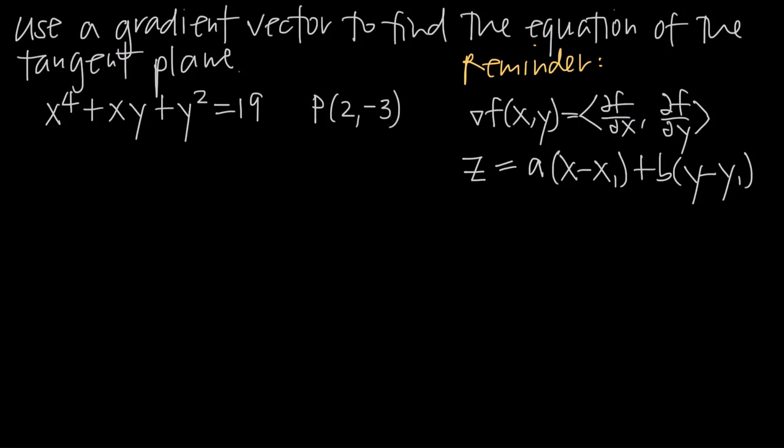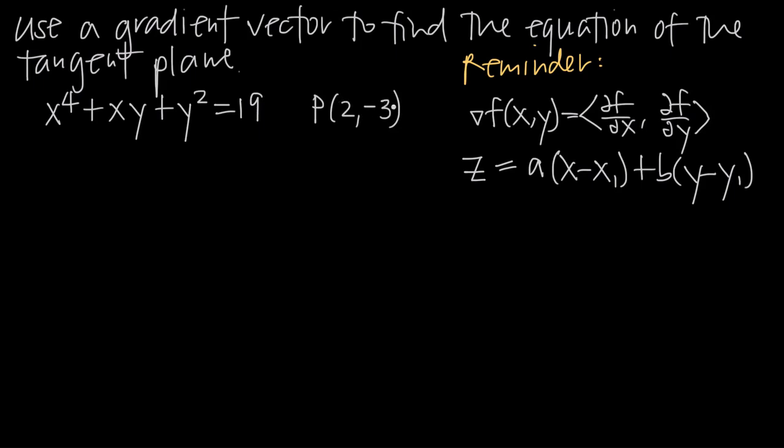In this video, we're talking about how to use the gradient vector to find the equation of a tangent plane. In this particular problem, we've been given the function x to the fourth plus xy plus y squared is equal to 19. We've been asked to find the equation of the tangent plane to this multivariable function at the point P, which is the point (2, -3).